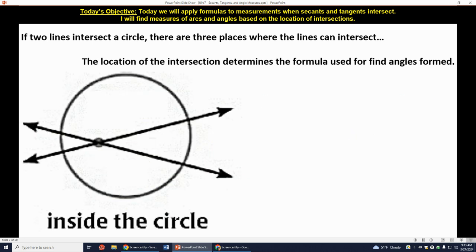Now we're going to look at what happens if we are inside the circle. We talked about a central angle at the very beginning of this unit. However, if I look at this point inside the circle, there's nothing indicating that it's the center of the circle. So this is not necessarily a central angle. Instead, we're going to have to find another method.